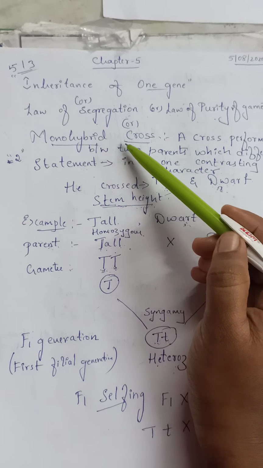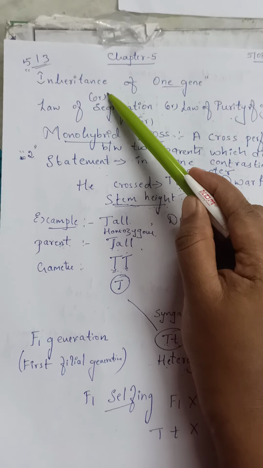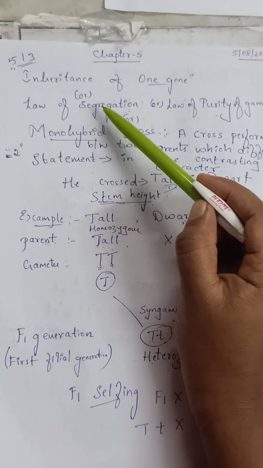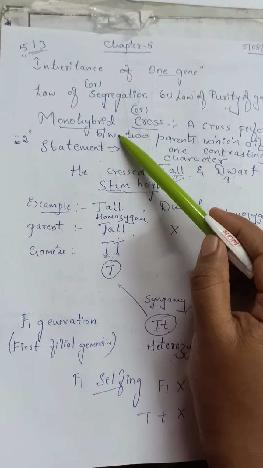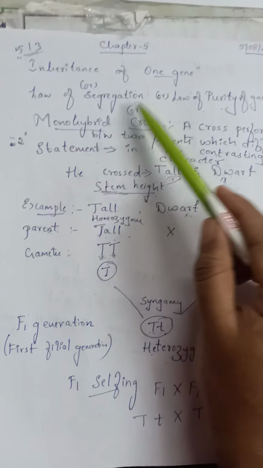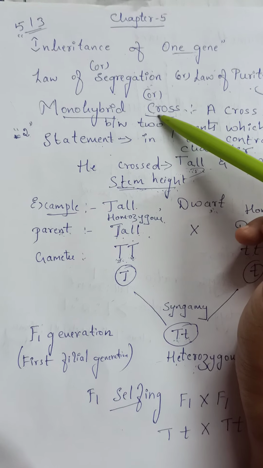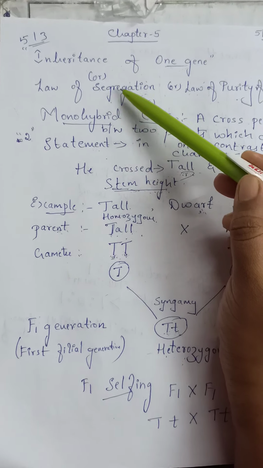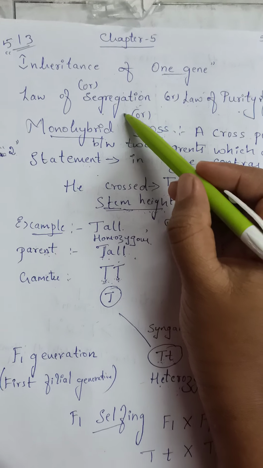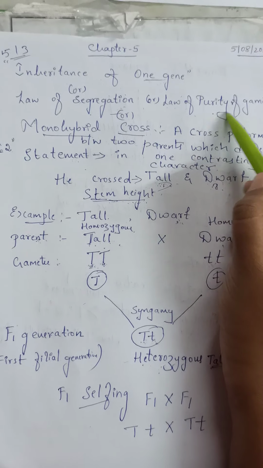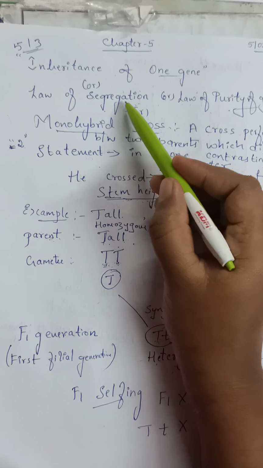It is not necessary that they use this term only. They may ask you inheritance of one gene or law of segregation, law of purity of gametes, or monohybrid cross. You have to remember all the terms. I've told you the meaning of inheritance of one gene and monohybrid cross, the statement of both of these already. Then there is a separate statement for law of segregation and law of purity of gametes. That means why this monohybrid cross is also called law of segregation.